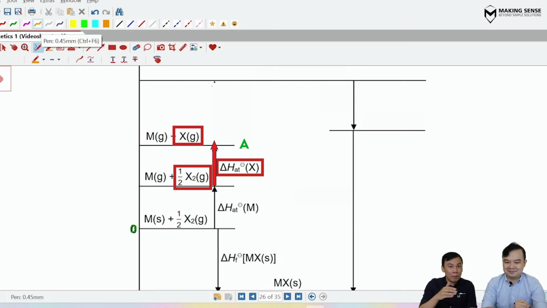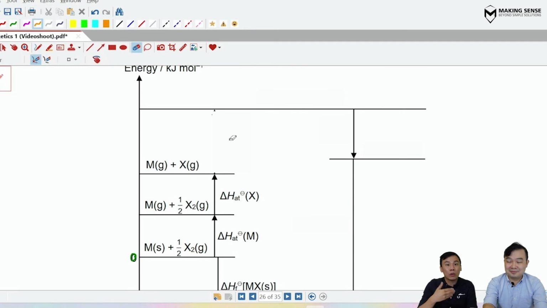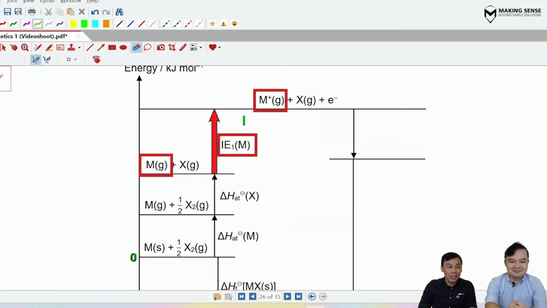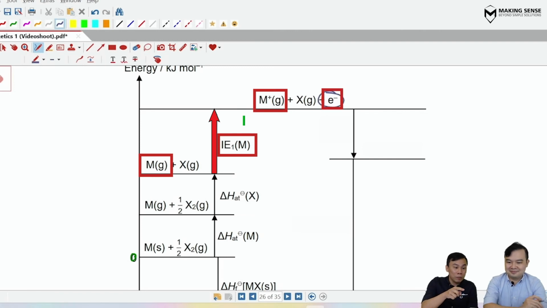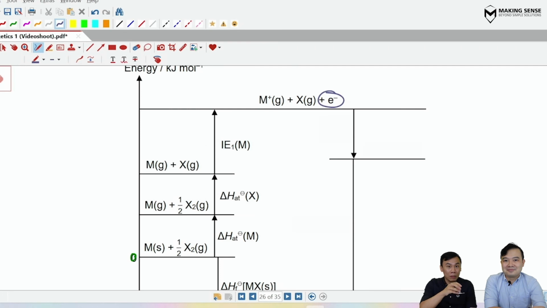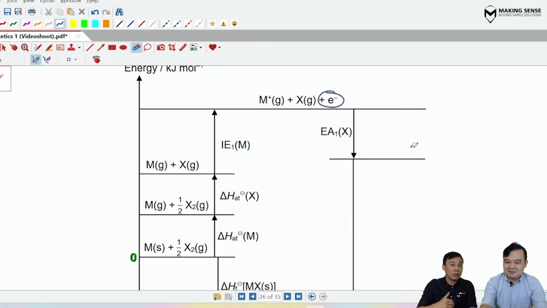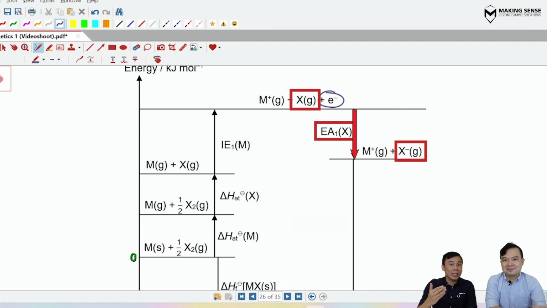Now after you atomize the metal and non-metal, the next one is I, ionization. So you need to make it into ions. So we remove the electron from the metal first. So that's first IE. Now the electron is produced. Please remember to write it. The electron lost by the metal will now be added into the non-metal. So the non-metal will take in the electron, that's first EA. Remember EA is an exothermic process, so please remember to point it down.